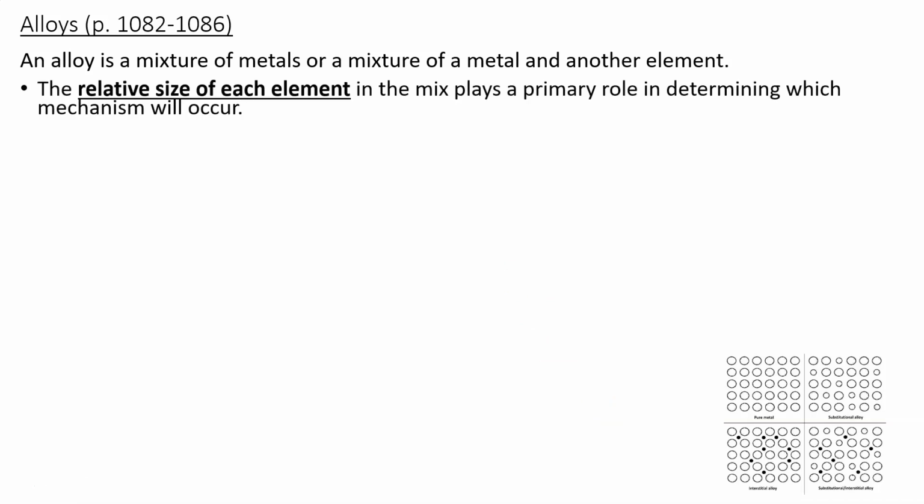The relative size of each element in the mix plays a primary role in determining which mechanism will occur. When I say mechanism, I mean what type of alloy is it? Is it substitutional or interstitial? Let's define those terms. The relative size is what we need to pay attention to, so we want to compare the atomic radii of the different elements in the mixture.